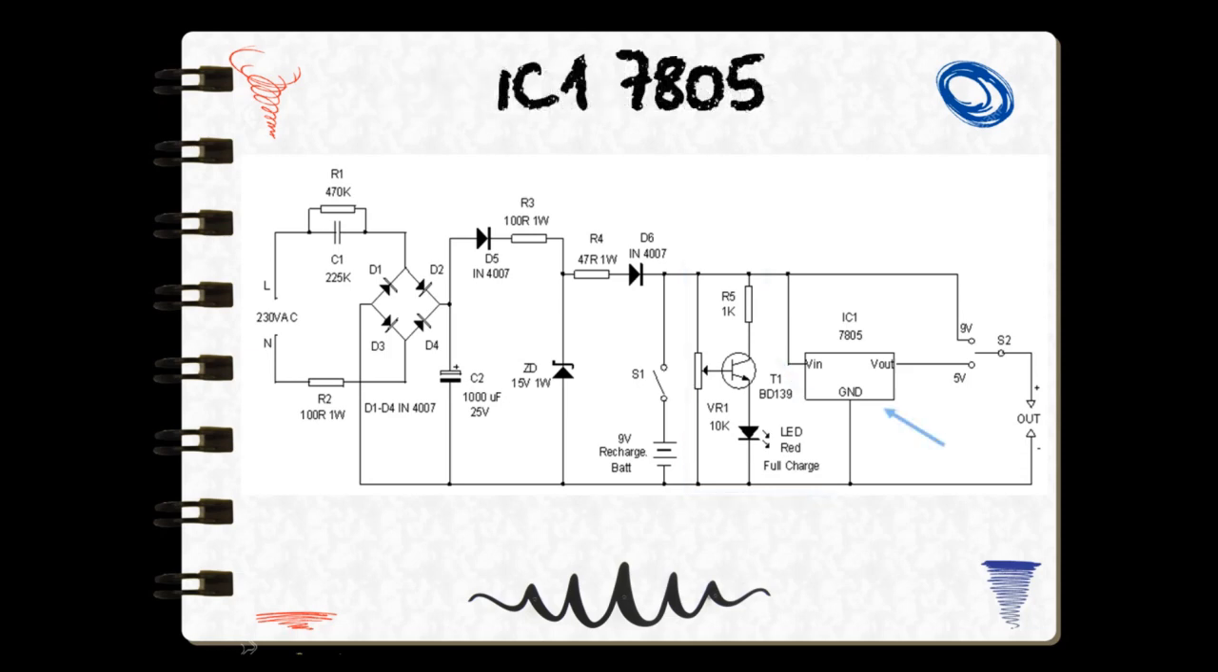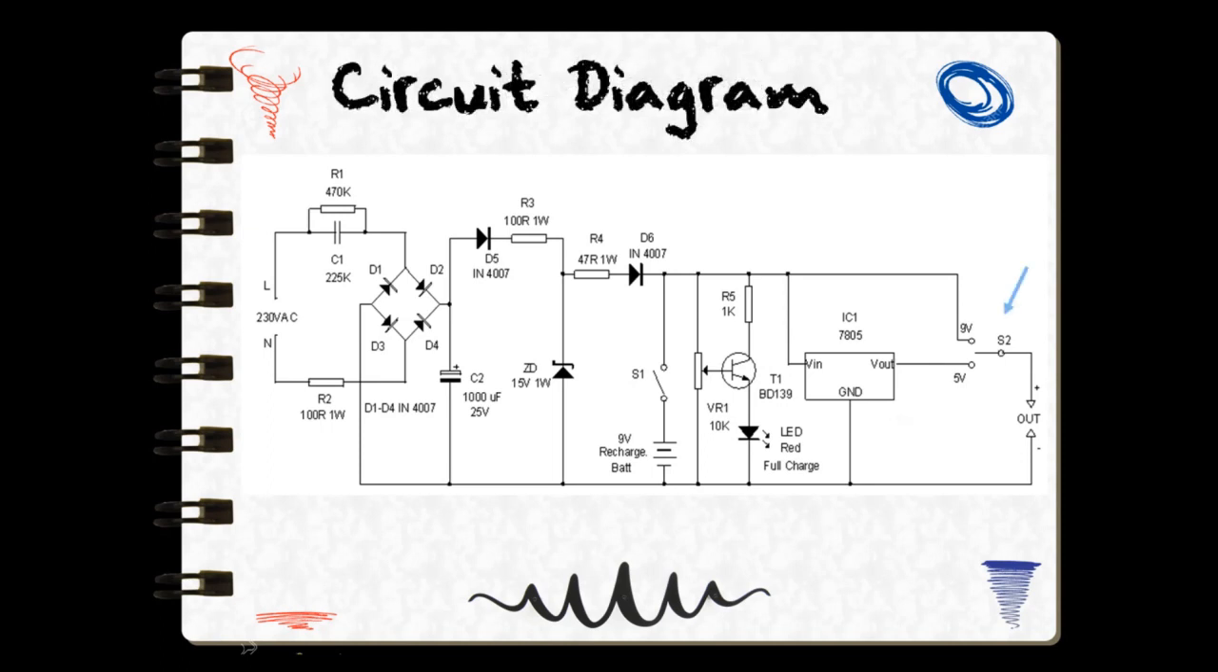This is voltage regulator IC1 which converts the input voltage to 5 volt output. It can take input from 5 volts to 18 volts, but it always gives an output of 5 volts. Switch S2 can be used to select 9 volt or 5 volt output, and here we can get the required 5 volt or 9 volt, whichever is required for us.